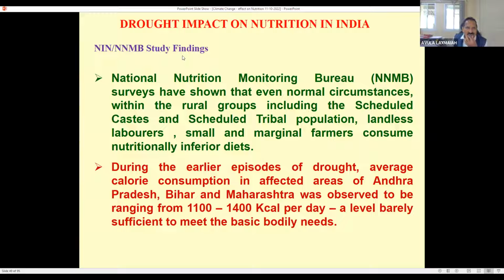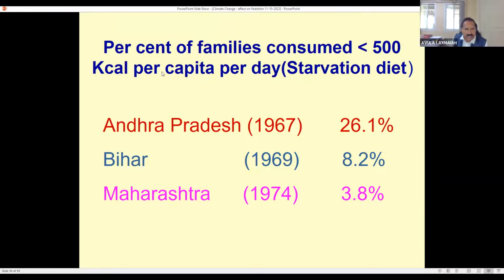On drought impact on nutrition, we did the NNMB and NIN studies in 2003 and 2009-10. During the earlier episodes of drought, average calorie consumption in affected areas of Andhra Pradesh, Bihar and Maharashtra was observed to range from 1100 to 1400 kilocalories per day. So there is a drastic decrease in the consumption of calories, a level barely sufficient to meet basic needs. This was observed in 2003, and the percentage of families consuming less than the cutoff kilocalories per capita per day, as per the definition, is a starvation diet. So in Andhra Pradesh, Bihar and Maharashtra, this is the starvation status.